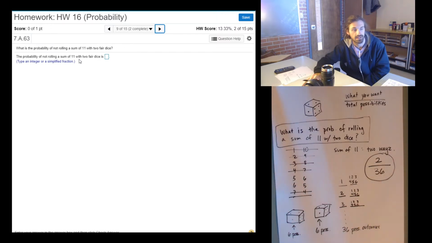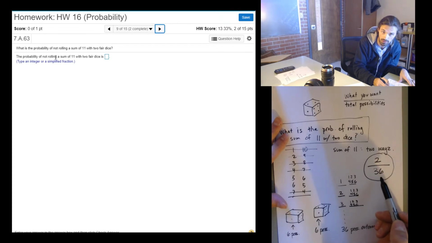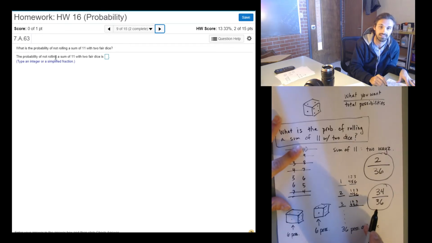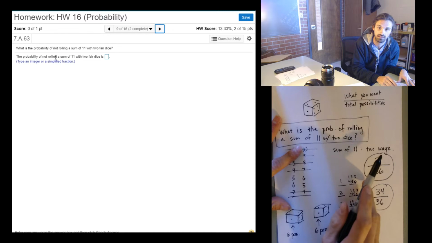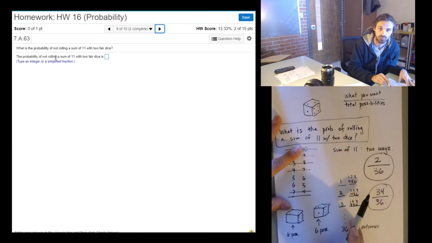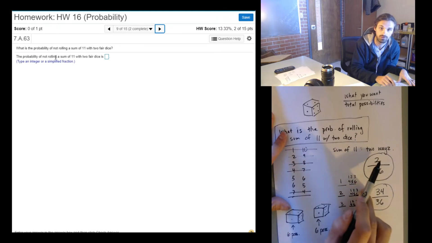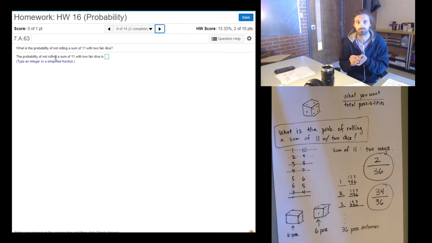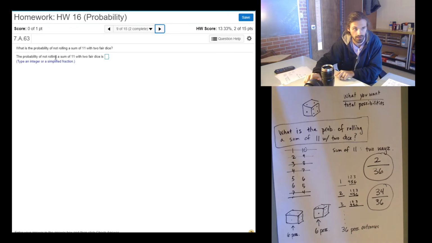Now, recognize the question asks, what is the probability of not rolling a sum of 11? Well, if there's 2 out of 36 ways to roll a sum of 11, that would mean there's 34 out of 36 ways to not roll a sum of 11, right? Recognize these 2 pieces, 2 out of 36 plus 34 over 36, would sum to the number 1. 2 plus 34 is 36. 36 divided by 36 is 1.